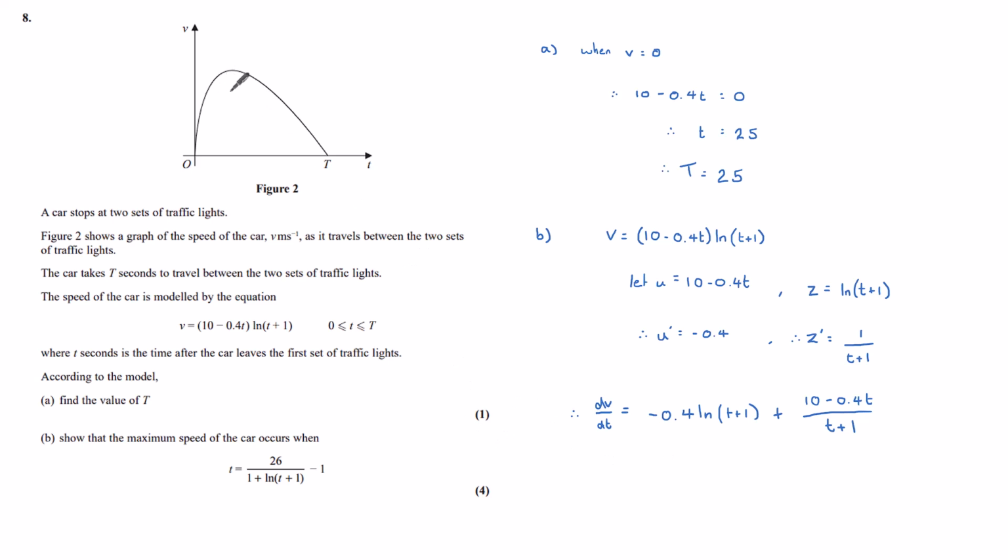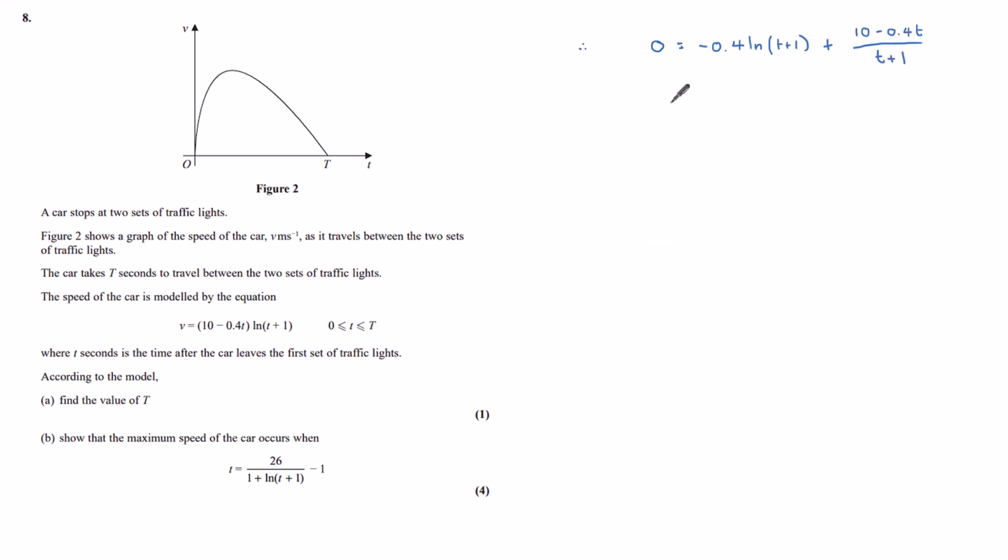Now we want the gradient equal to 0, so we're going to let the gradient equal 0. Therefore 0 is equal to our equation of dv by dt, which we've found. Now we're going to start doing some rearranging of this, because this is our goal. We want this here. So let's start by adding 0.4 ln(t + 1) to both sides. This looks a little bit neater. Now if we multiply both sides by t + 1, on the left here we've got 0.4 lots of (t + 1) ln(t + 1), which is 10 - 0.4t. If we divide everything by 0.4, it just tidies up the decimals. So (t + 1) ln(t + 1) is equal to 25 - t.